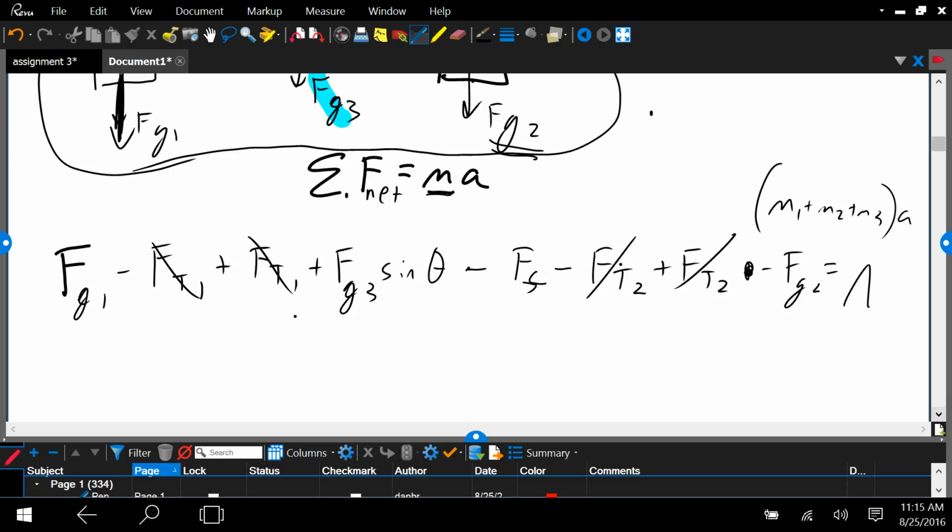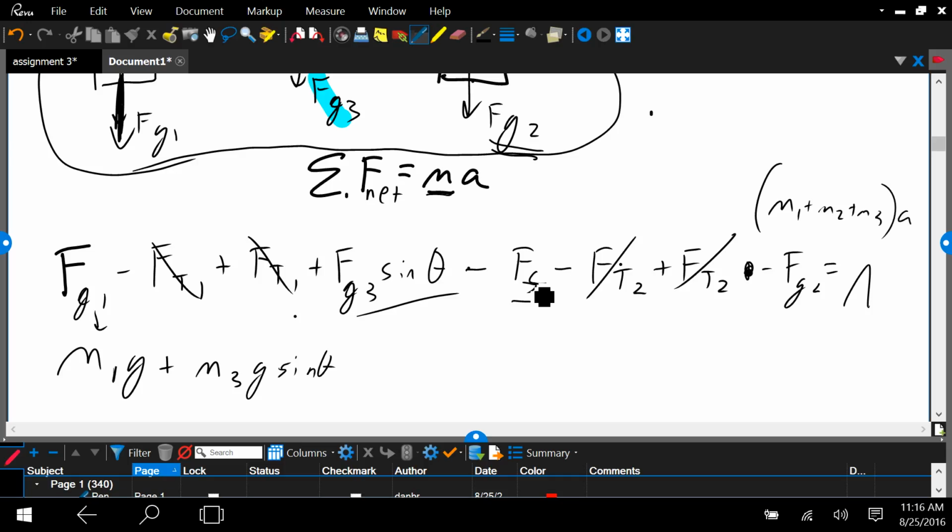I'm not going to write all my terms I canceled out in the next line. So I'm going to say mass 1 times G. That's my F1G term right there. Okay. Next term I'm going to write is this FG3 sine theta, M3G sine theta. Next term I'm going to write is my friction term.